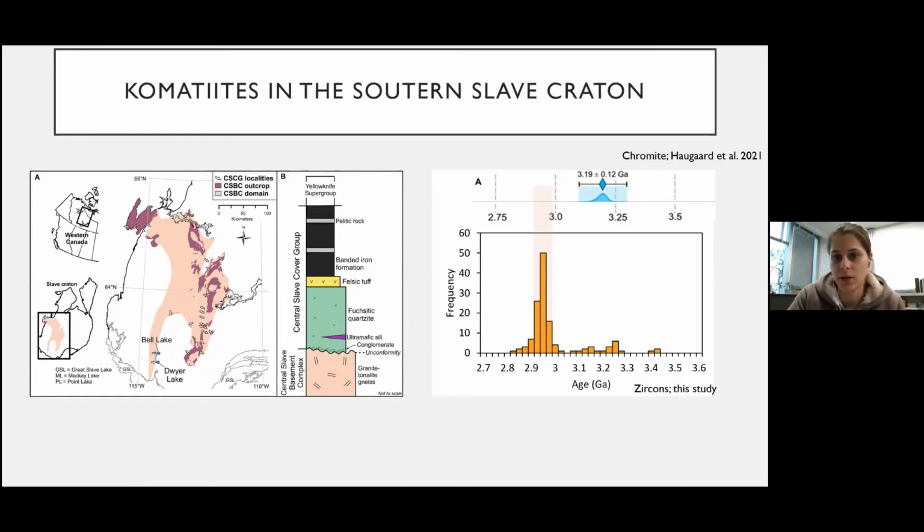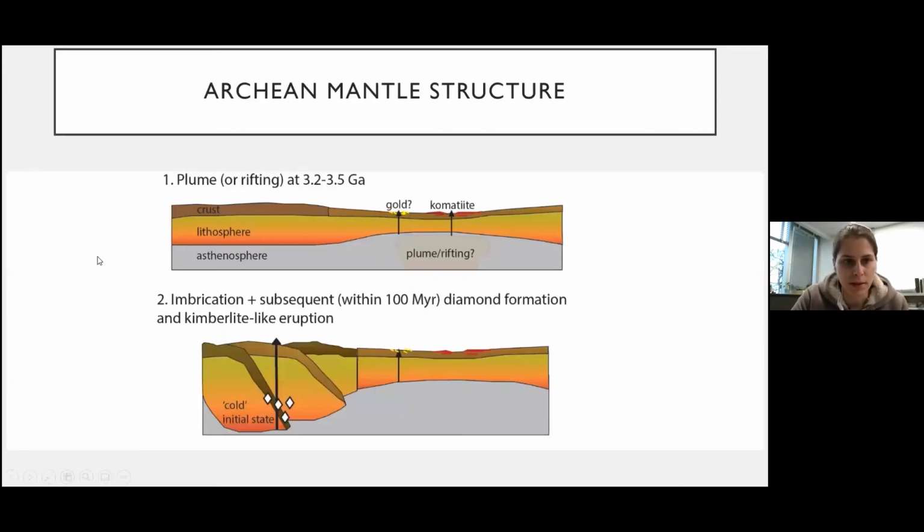of the Slave craton, but at around 2.85 billion years ago, we already had very thick cratonic lithospheric roots in the northern part of the Slave craton. So this results in the following model that we then developed. Around 3.2 to 3.5 billion years ago, we would have had a plume or perhaps rifting that would have resulted in the thin, hot lithospheric mantle that resulted in the chromitites and potentially also the gold.